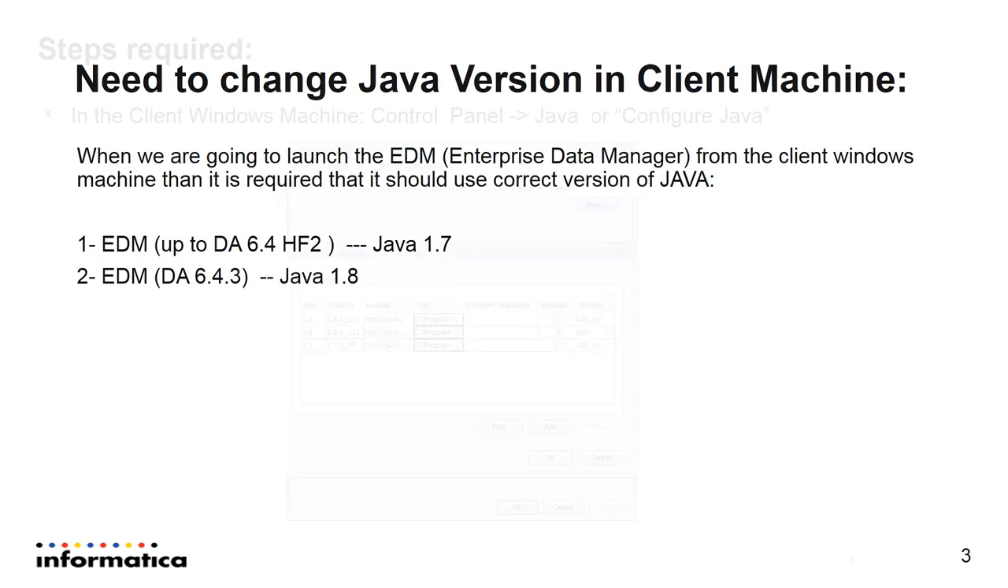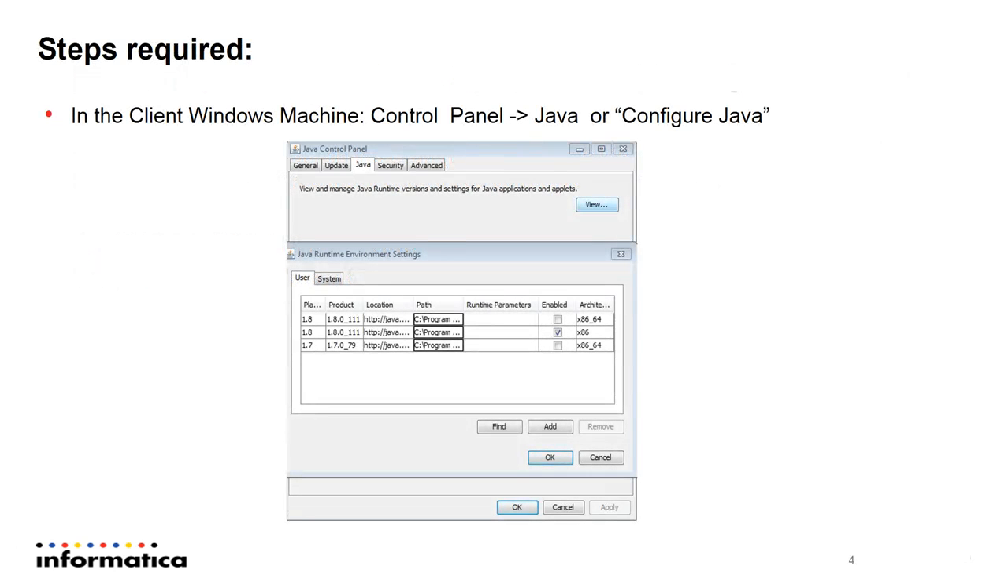So what are the steps that we need to perform? In a client machine, we need to go to the control panel and open Java, or we can directly go to Configure Java. In that window, this window will appear that is being shown here, and you need to click on the Java tab and click on View. So this window will appear.